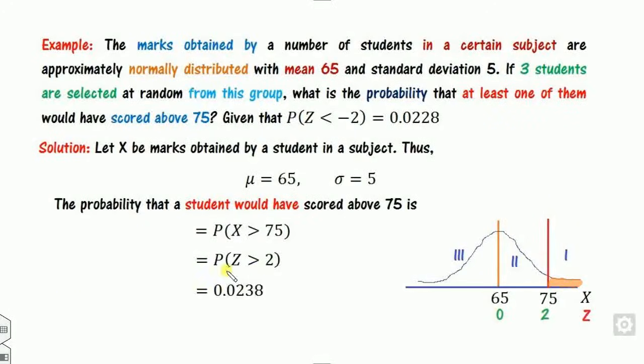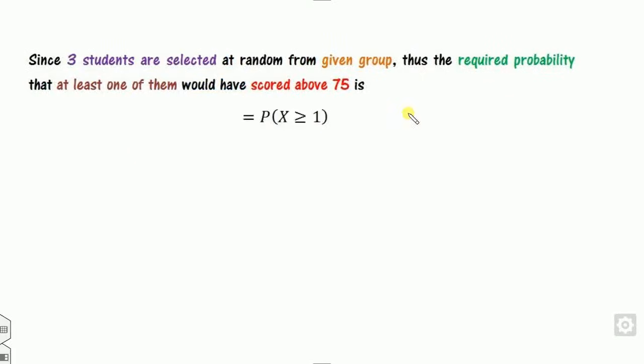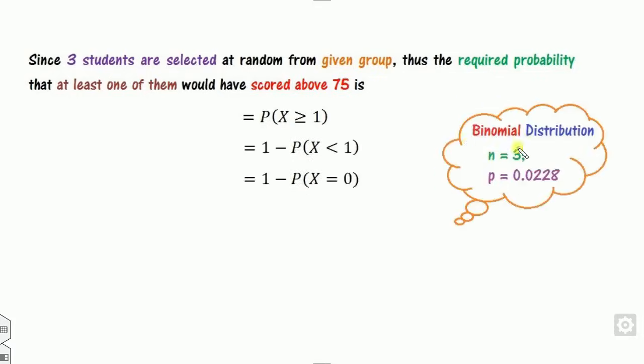Now, I need to calculate the probability of at least 1, so it means x greater than 1. So 3 students are selected. N is my 3, the probability I have calculated. So n is finite. So which distribution is there? Yes, it's a binomial. So you can apply the binomial distribution.